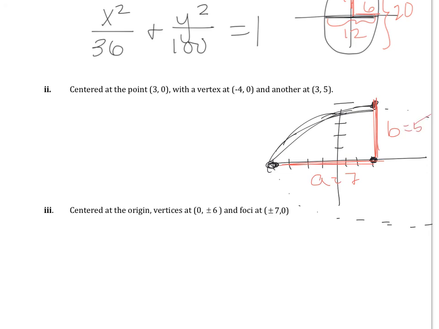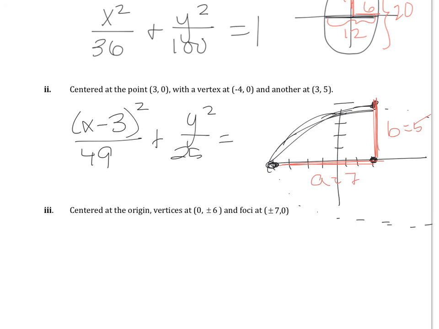So for our equation, we have a center not at the origin, so we're going to have to write that transformation, or that translation: (x - 3)² over 49 plus y squared. We don't have to write (y - 0)². You can, but it's not necessary. So y² over 25 equals 1.